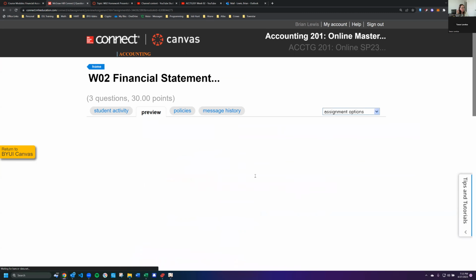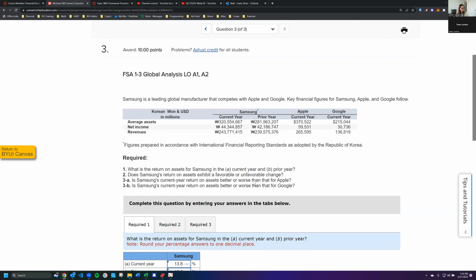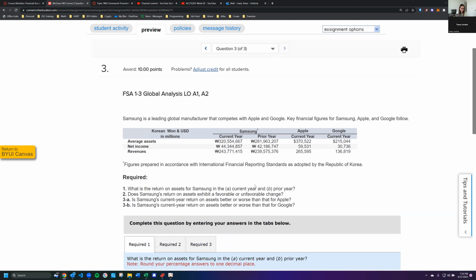My percents. What was I asking for? Dang it, I should have had it pulled up. I could not get my percents right. That may be because of the return on assets. Yes, likely because you weren't doing the right averaging.